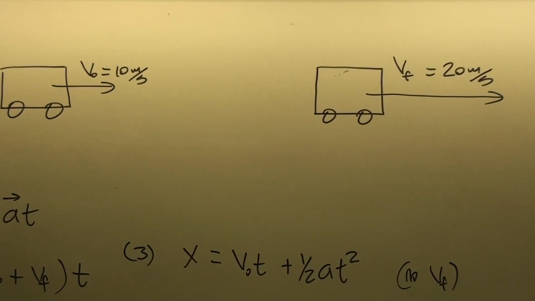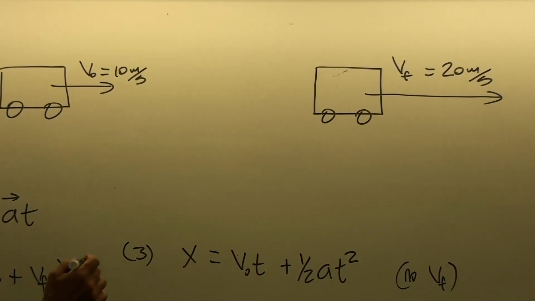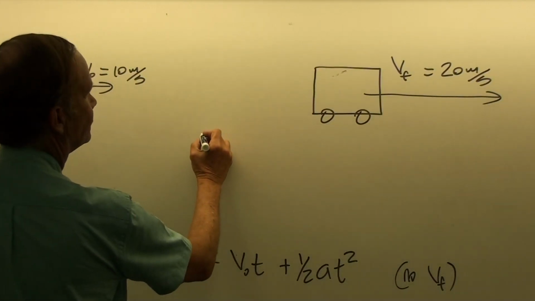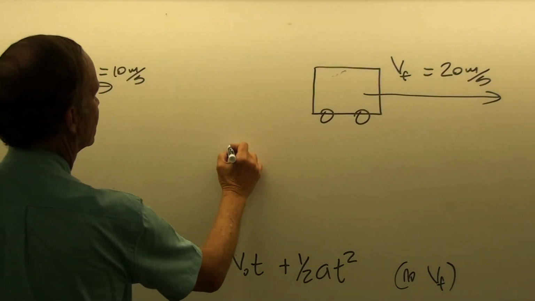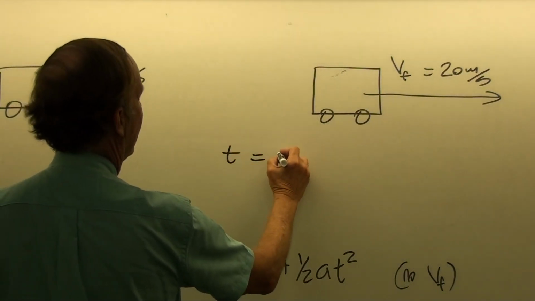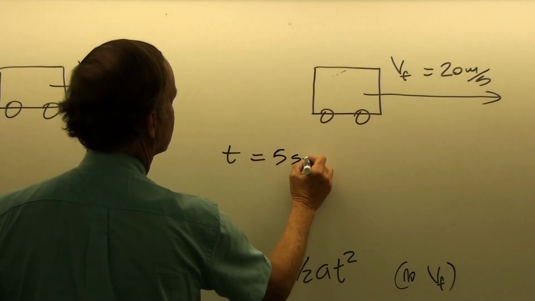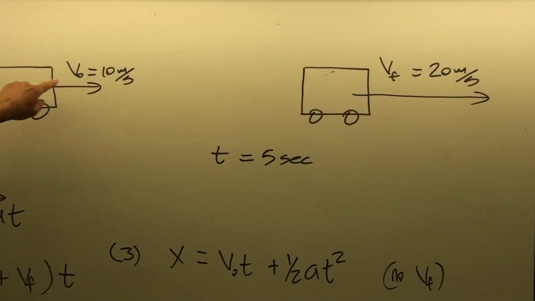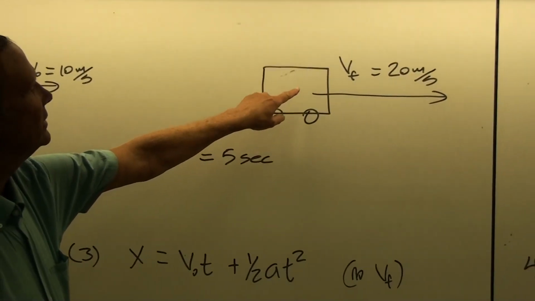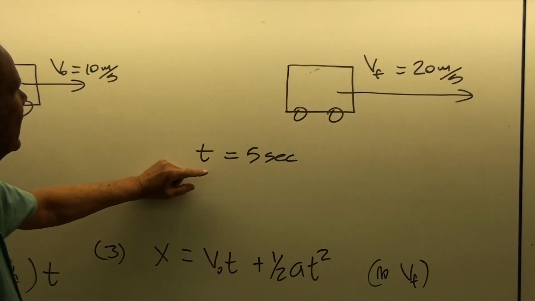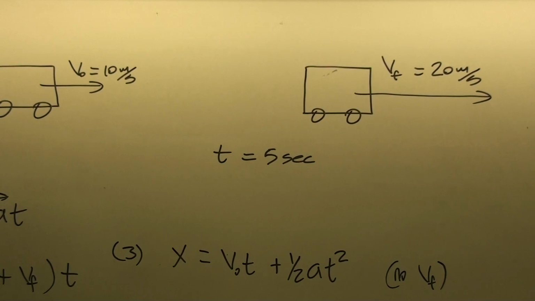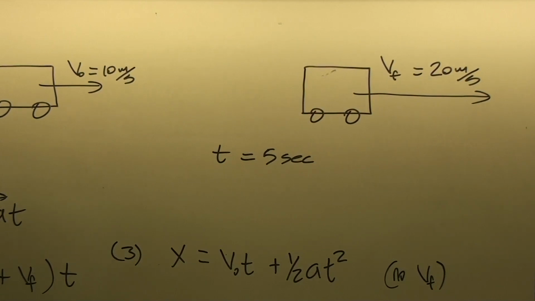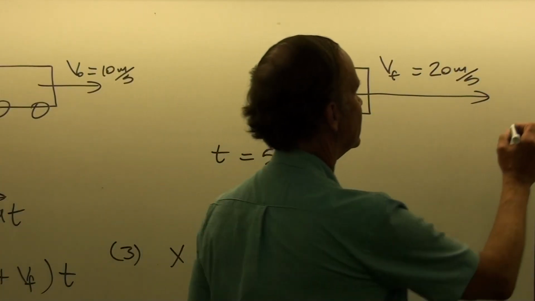And let's furthermore say that the time that it takes for this to happen is 5 seconds. So it starts from 10, increases its velocity to 20 over a time period of 5 seconds. So that is our time elapsed. Let's find the distance traveled.